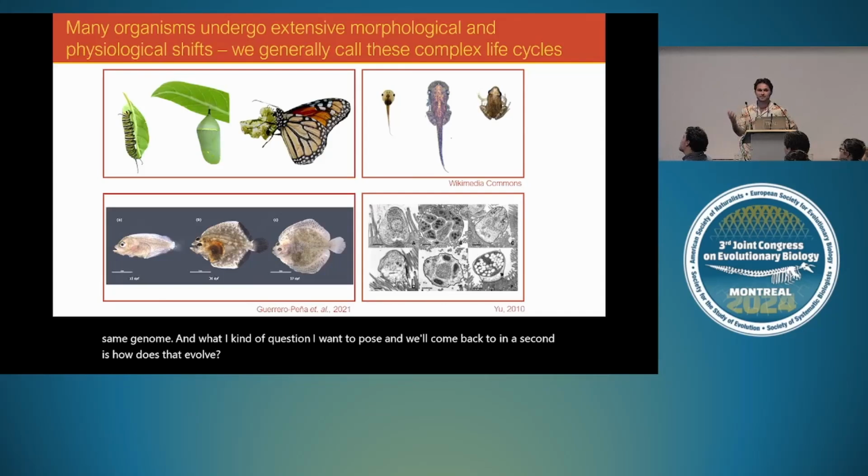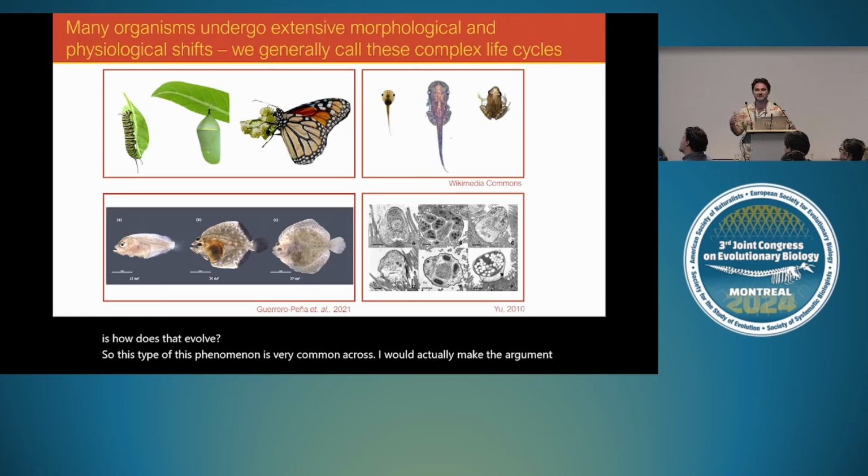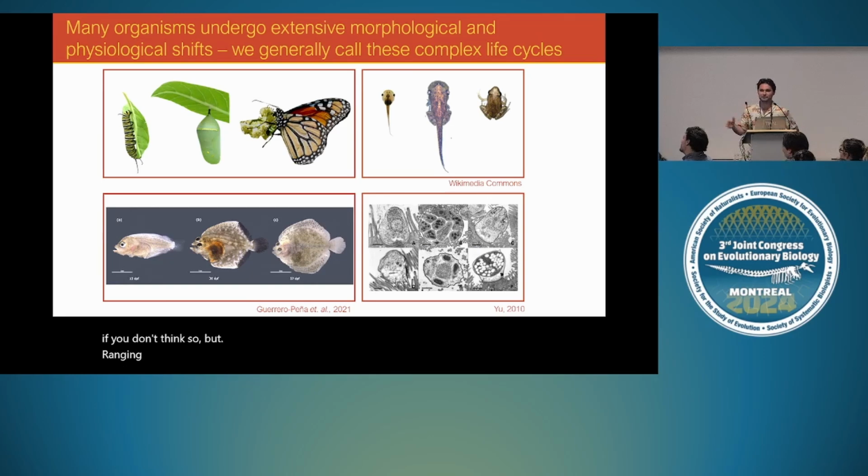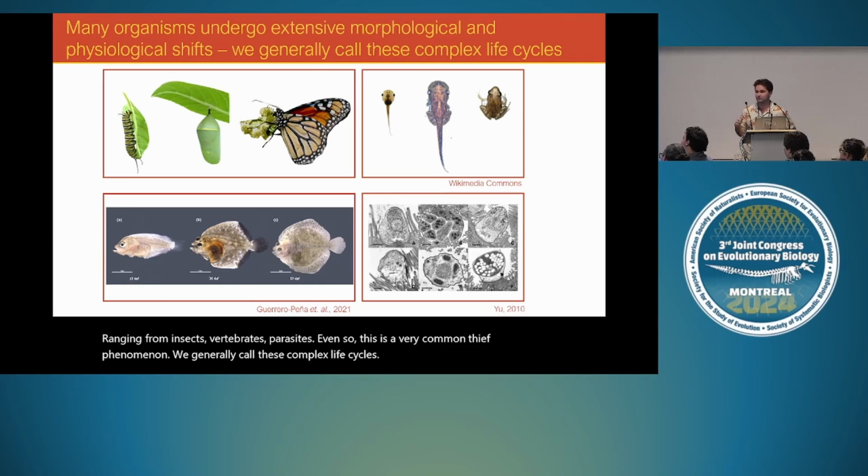So this phenomenon is very common across. I would actually make the argument that everything kind of undergoes some extent of metamorphosis, and we can talk about that if you don't think so. But ranging from insects, vertebrates, parasites, even. So this is a very common phenomenon, and we generally call these complex life cycles or metamorphosis.